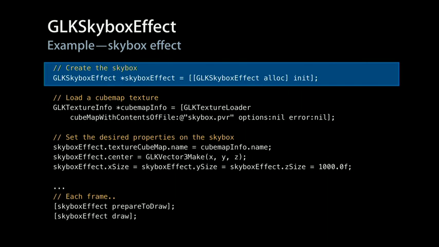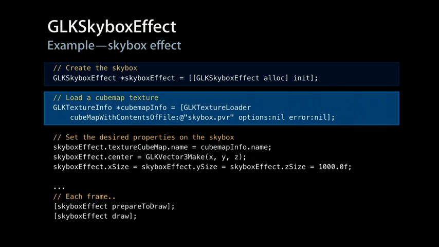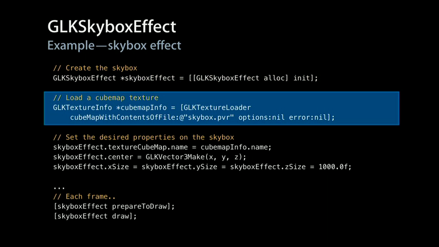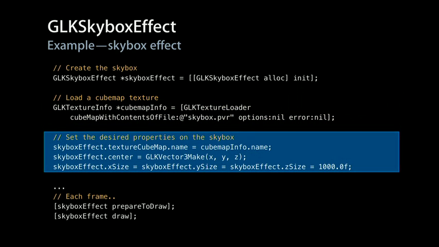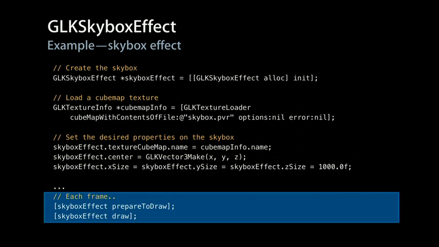So here's how it works. We alloc and init our skybox object. Then we load a cube map texture that will apply to the various sides of the skybox. And here I'm using the texture loader to load a cube map with the contents of a PVRTC file. Then I set up some properties. I use the ID of the cube map and set its center and size. And then at the start of each frame, I just call the methods prepare to draw and draw.